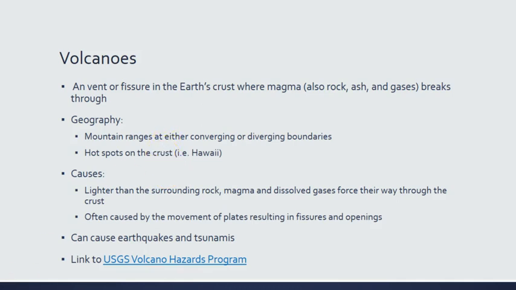So what's happening? You've got a lot of pressure, and the magma and dissolved gases are actually lighter than the rock that surrounds them, and so they force their way through the crust. They're lighter and hotter. And volcanic eruptions are often triggered by the movement of plates that results in fissures or openings, or just convection currents are moving, and you've got this material moving all the time, and it shoves its way up through. Okay. Volcanoes, again, can cause earthquakes and tsunamis, and here is a link to the Volcano Hazards program.